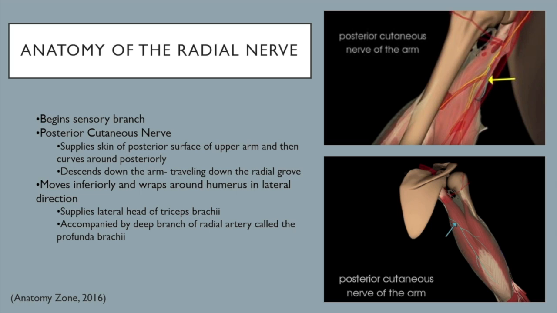Then it begins a sensory branch. So it starts at the posterior cutaneous nerve, which supplies the skin of the posterior surface of the upper arm and then curves around posteriorly. It descends down the arm, traveling down the radial groove. It moves inferiorly and wraps around the humerus in a lateral direction. It supplies the lateral head of the triceps brachii, and it's accompanied by the deep branch of the radial artery called the profunda brachii.